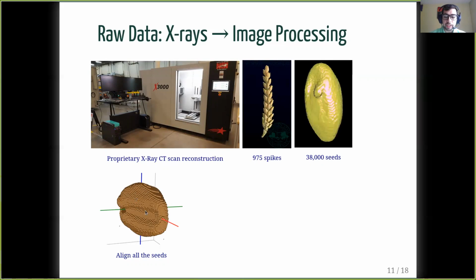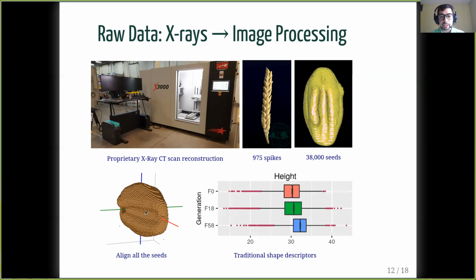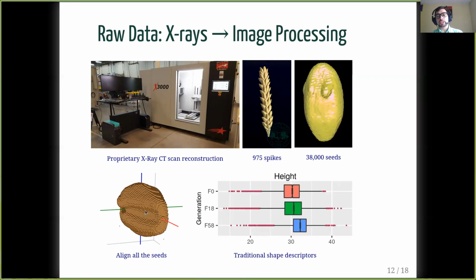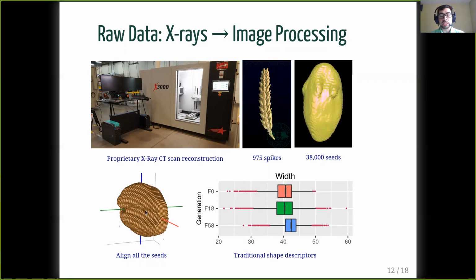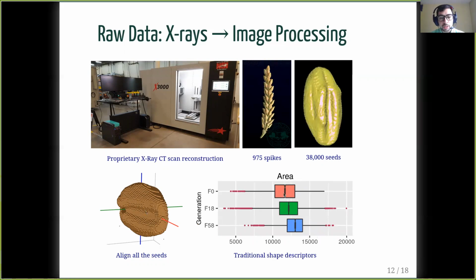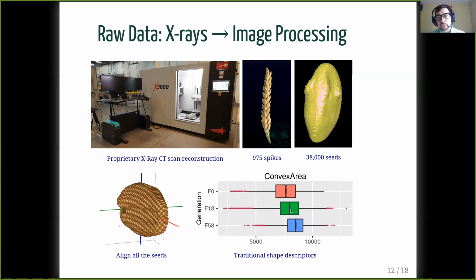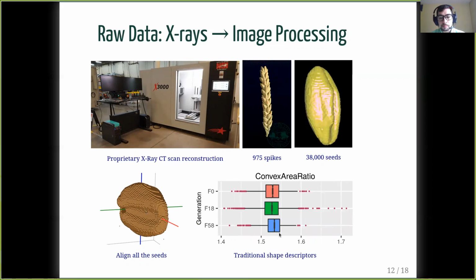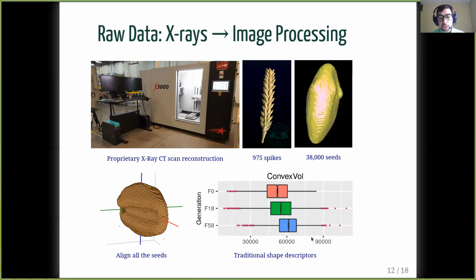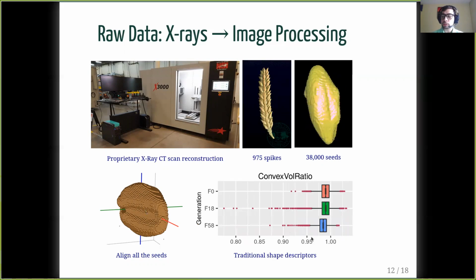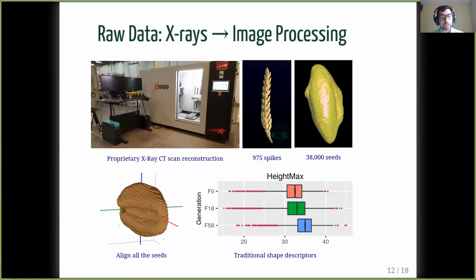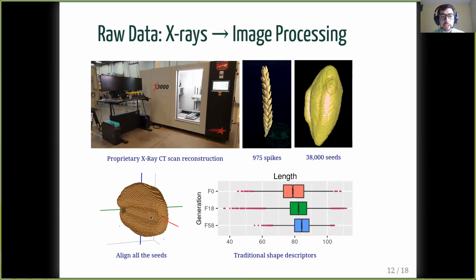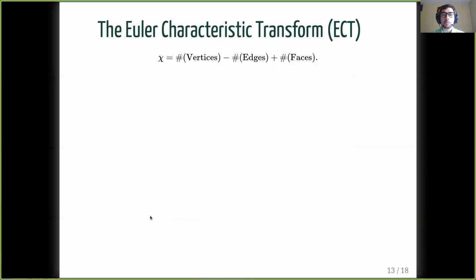All these images are later aligned, so they have the exact same orientation, and we can measure their shape in a traditional way, like volume, height, width, length of each of these seeds. And we already see interesting patterns, like the seeds are getting longer and wider and bigger as generations go by. So that's already interesting, but that's not the full picture. For instance, you have this crease, you have this valley, and you are not measuring that. How does that change? Well, we turn to topology, to the Euler characteristic.